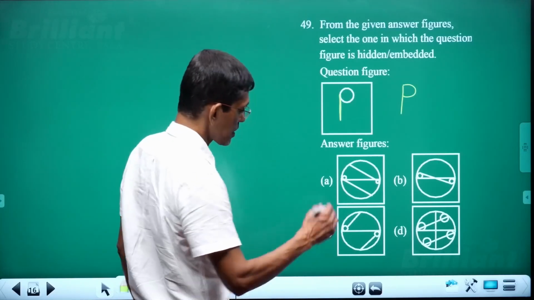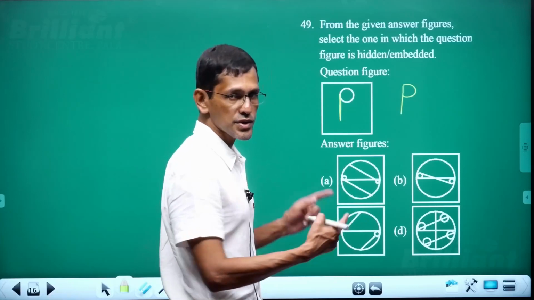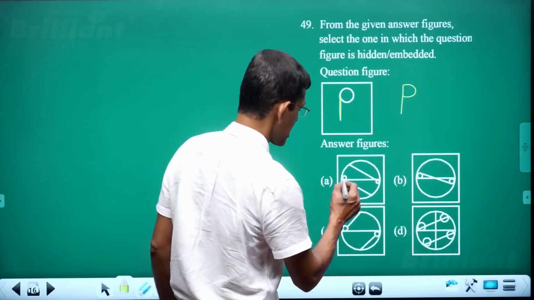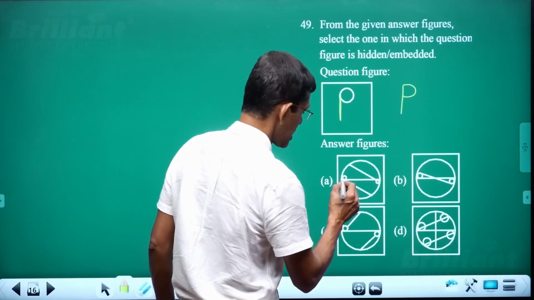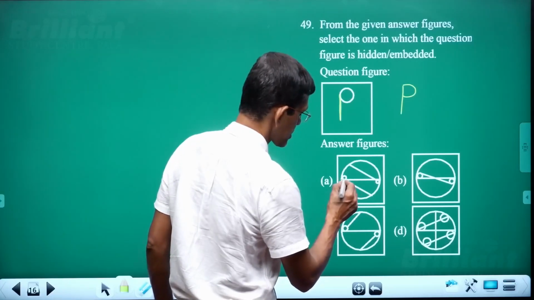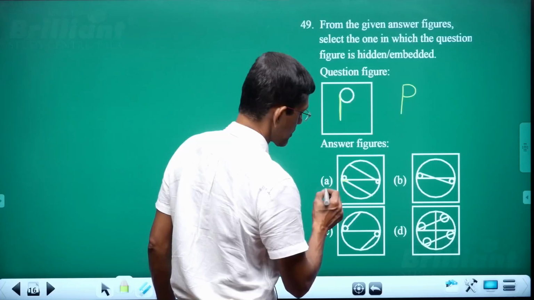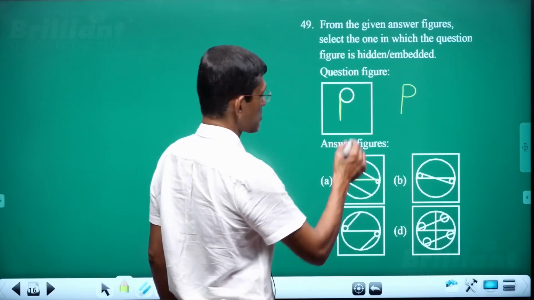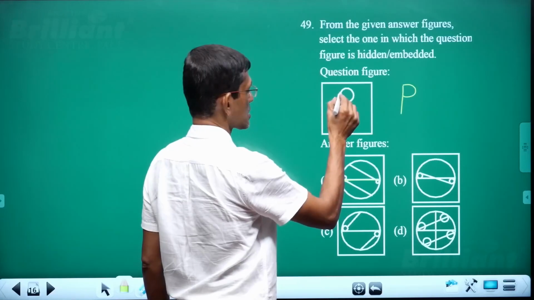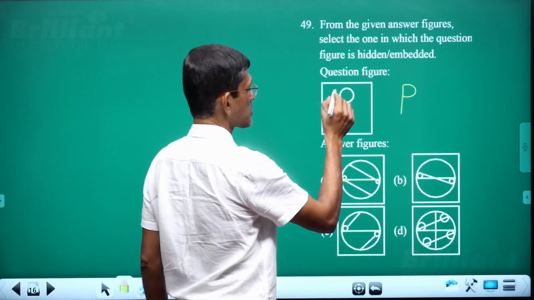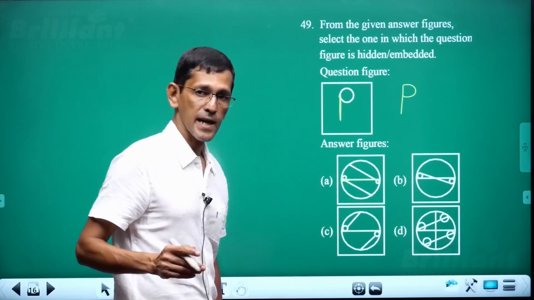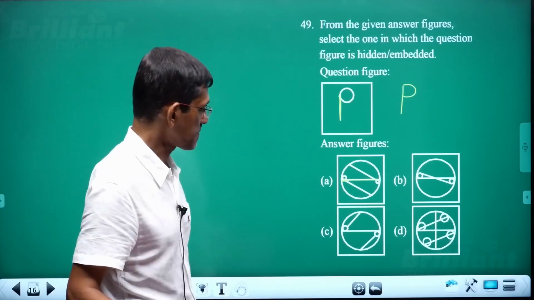And in this case, you may not see this figure clearly through the camera, but I'll just explain that. Here, this line completely covers the circle. And here, that's the same thing as well. But in this case, it is not. That stick comes only up to the half part of the circle. So this doesn't look like the exact figure.